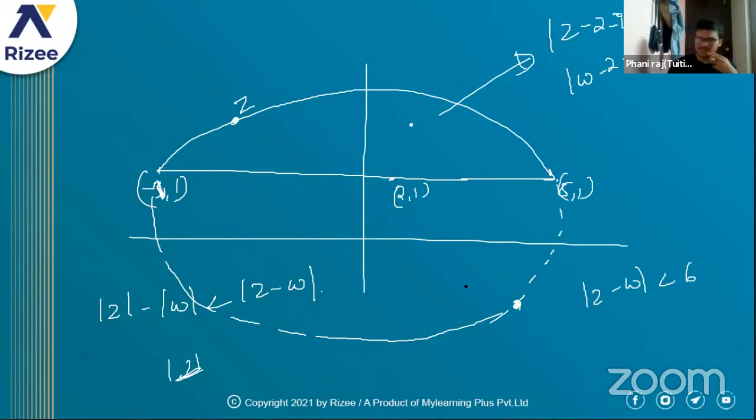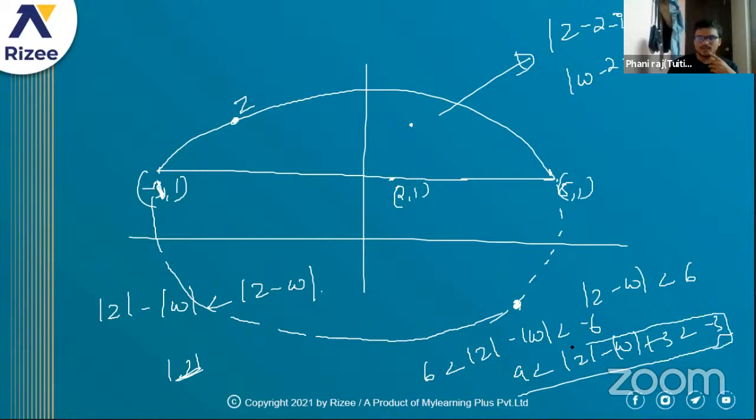That will be 2 times the radius. So obviously, mod z minus mod omega lies between minus 6 and plus 6. When you add 3, you get what? Minus 9 less than mod z minus mod omega plus 3 is less than minus 3. This is what you need.